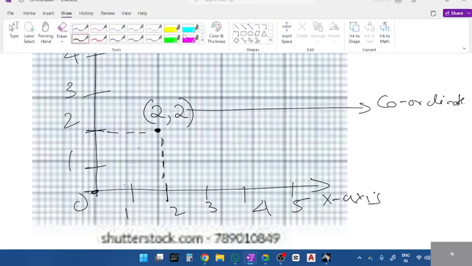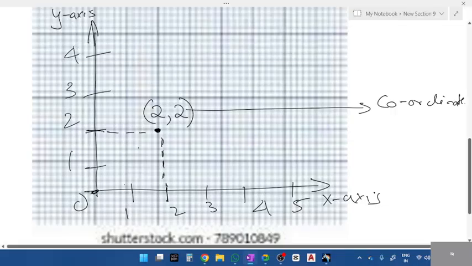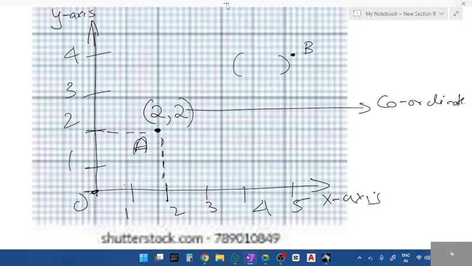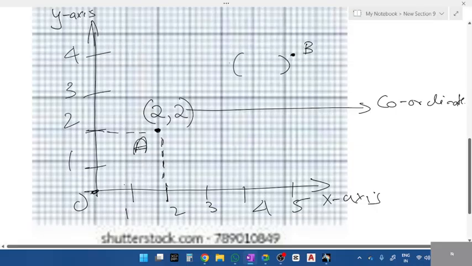Okay. All of you concentrate. Easy topic. If you study like this, the entire chapter is easy. So this is what you call coordinates, where 2 points lie. I'll name it as A. Next, I'll take some other point. Another student, B, is standing at this position. Can you tell me the position of B with respect to this graph? What will be the position of B?